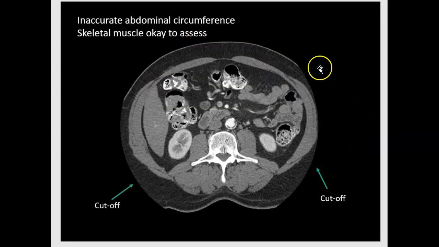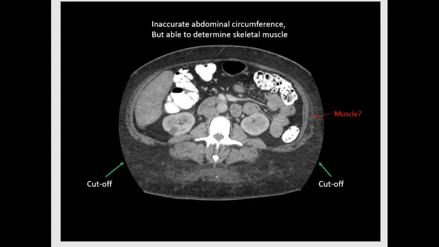So again, this is an inaccurate abdominal circumference because we have cutoffs on both sides, but we would be able to calculate skeletal muscle. It's very close here, the cutoff, but it's not at the skeletal muscle, which is actually a good thing. So we would be able to use it for skeletal muscle assessment. This individual, again, cutoffs on both sides, inaccurate abdominal circumference, but we would be able to analyze for skeletal muscle. And then a common question from some of the people who are working with us: is this muscle? And the answer is yes, this is muscle with very high fatty infiltration.